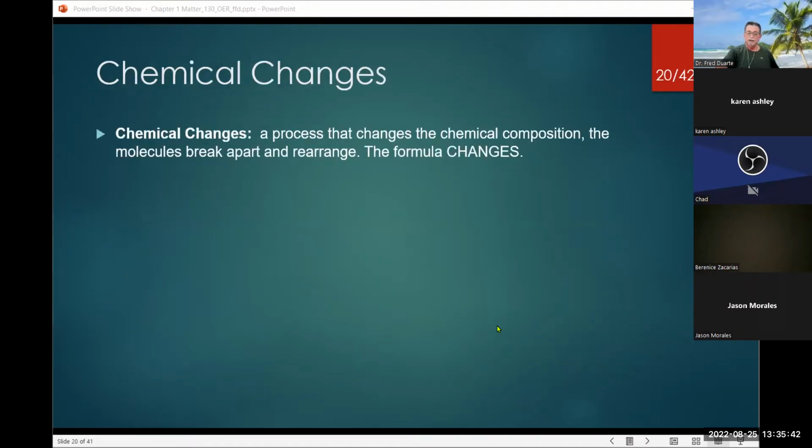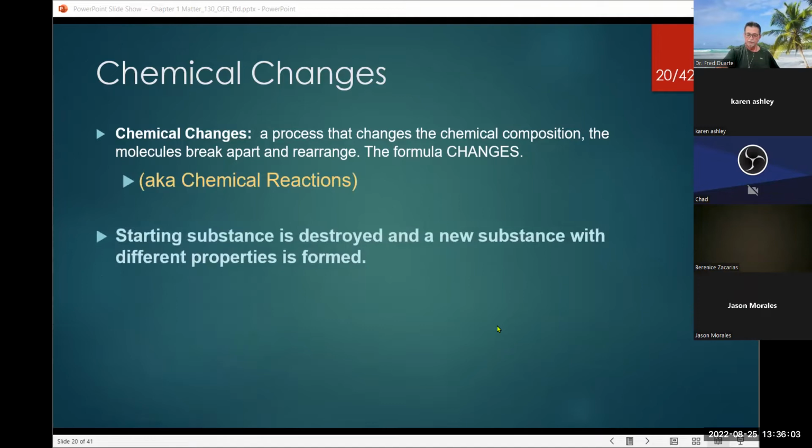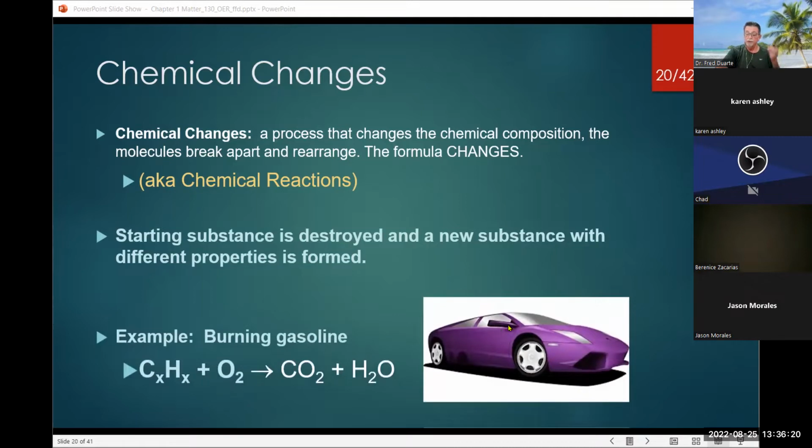Okay, a chemical process. Here, the composition of the reactant to the left of the arrow completely changes to what we have now on the product side, to the right of the arrow, okay? And we call these chemical reactions. Now, the starting material, the reactants, is totally destroyed and something new with totally different properties is made. For example, burning gasoline.